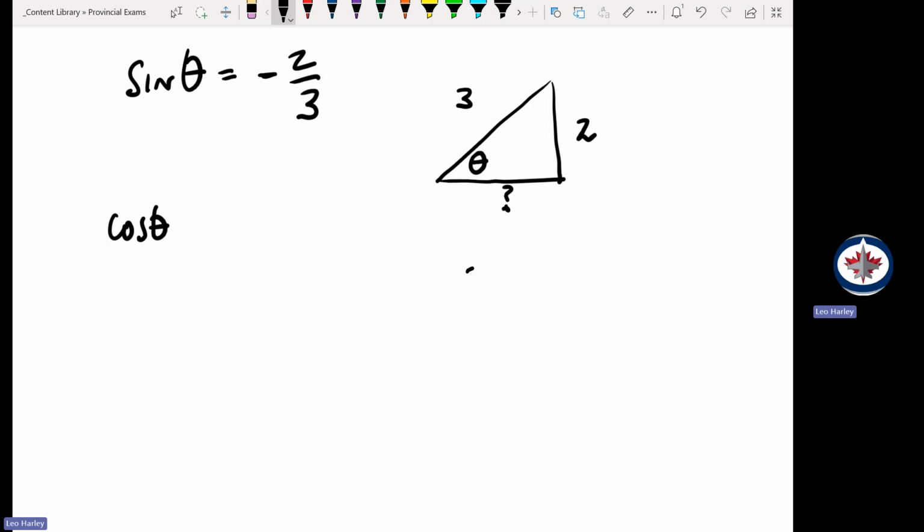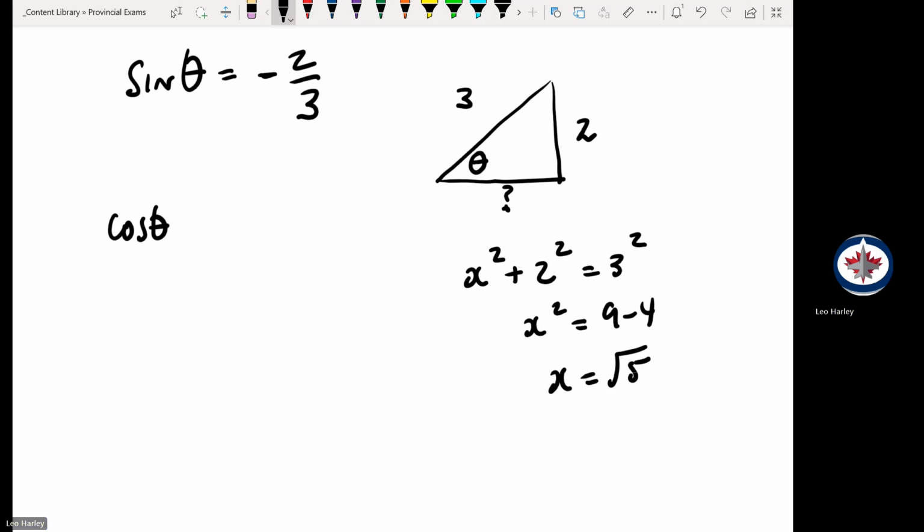So it's going to be x squared plus 2 squared is equal to 3 squared. X squared is going to be equal to 9 minus 4. X itself is the square root of 5. Therefore, isn't cosine theta the square root of 5 divided by the hypotenuse of 3?